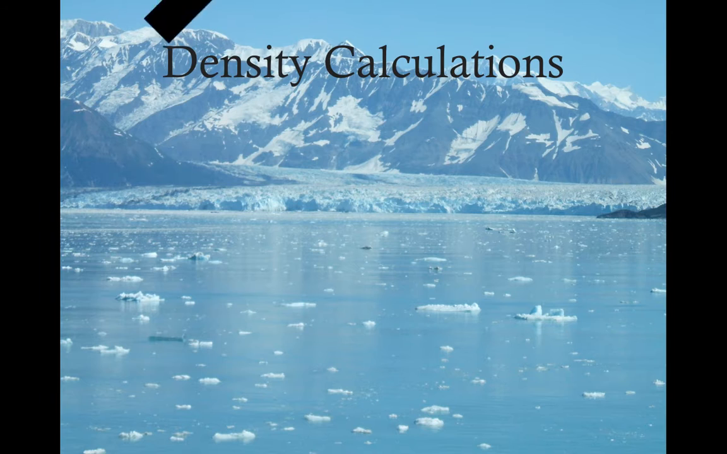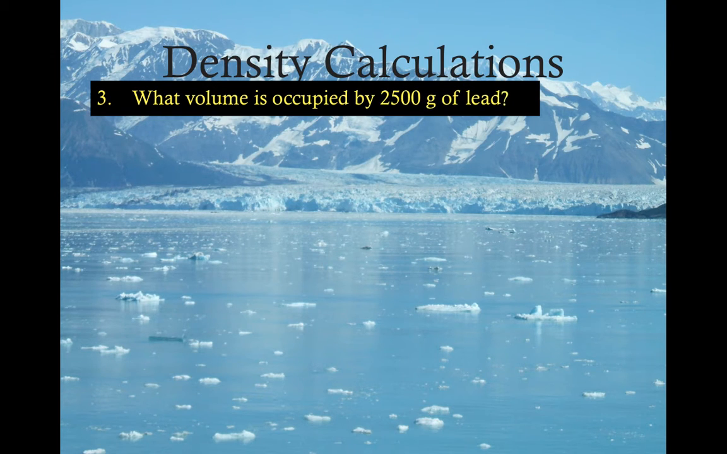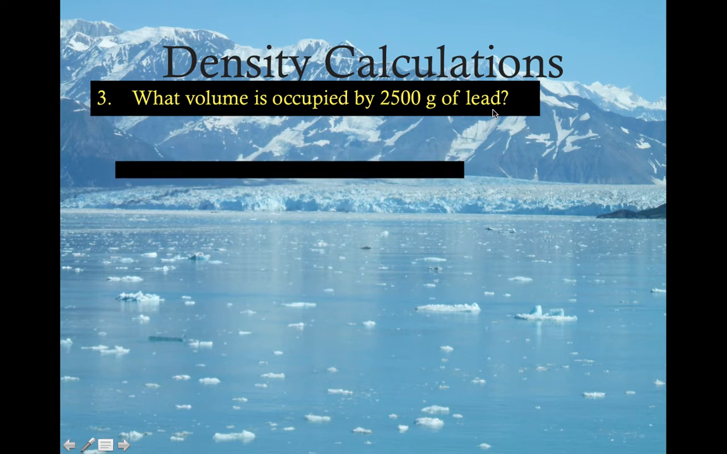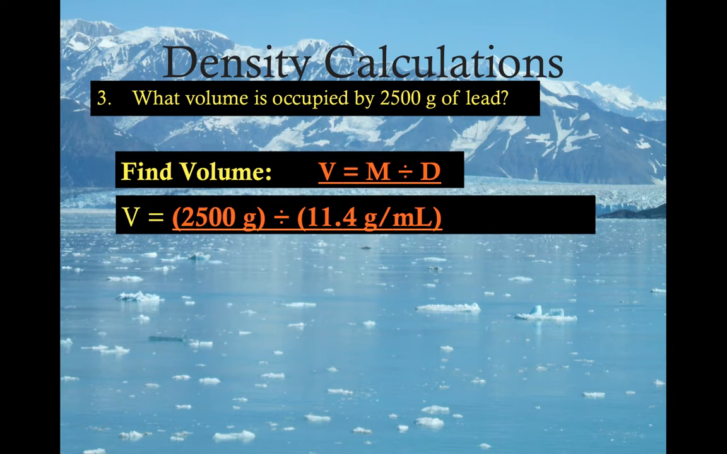Third type of question means find the volume. So it can say what volume, it can say how much space is taken up, and all this stuff. Again, we have 2,500 grams, so we know that's mass. We don't have a density. So we say, okay, how are we going to attack this? Well, first of all, we go V equals M divided by D. Lead, the density is not given in the question, density is given on the periodic table. So we look at that, we plug in our numbers.